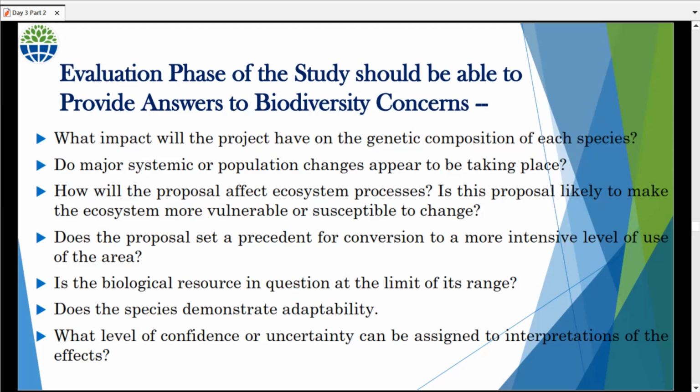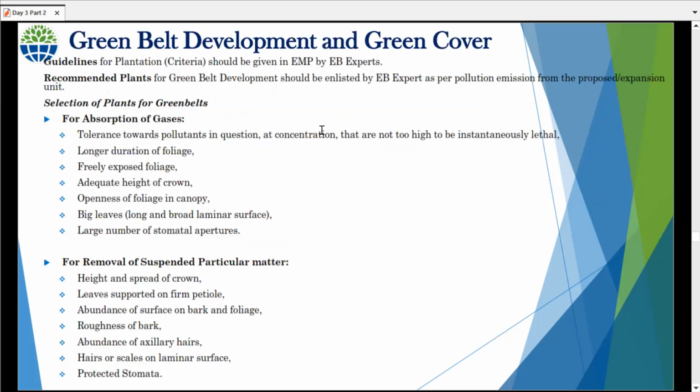Does the proposal set a precedent for conversion to a more intensive level of land use of this area? Is the biological resource in question limited in its range? Does the species demonstrate adaptability? What level of confidence can be assigned to the interpretation? So these are the questions we need to answer for biodiversity concerns in the area.